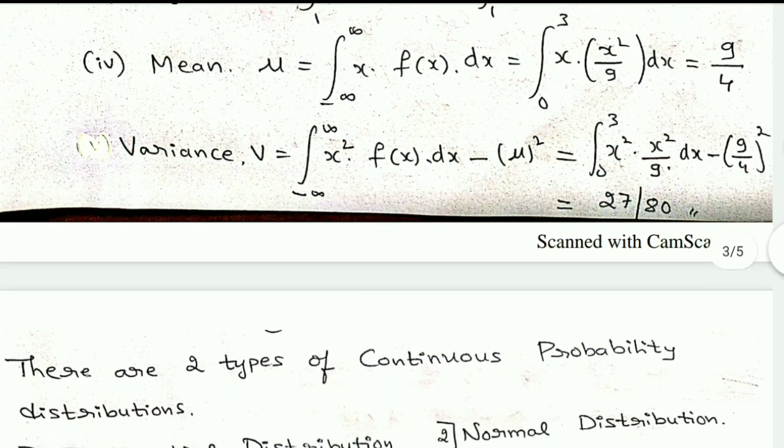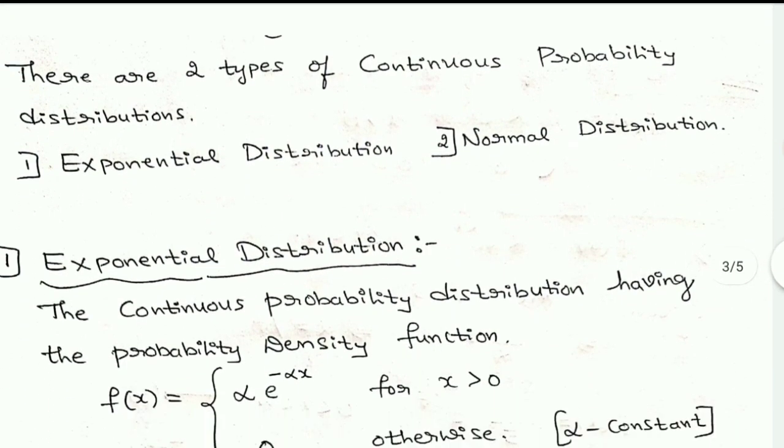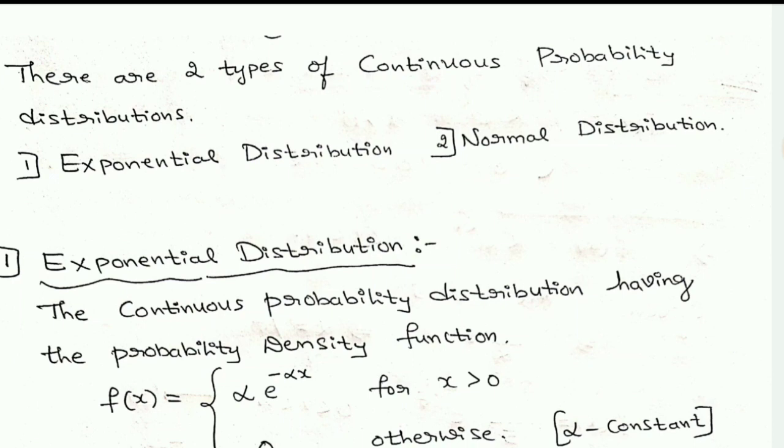Now, same thing in the case of discrete also, we studied two types of distribution, right? What are the two types? Just recall once. First one, binomial distribution, and second one, Poisson distribution. In the same way, here also we have two types in the case of continuous probability distribution. One is exponential distribution, one is normal distribution. So in this video, I'll explain exponential distribution with examples. In the next video, I'll explain the introduction part of normal distribution as well as problems.